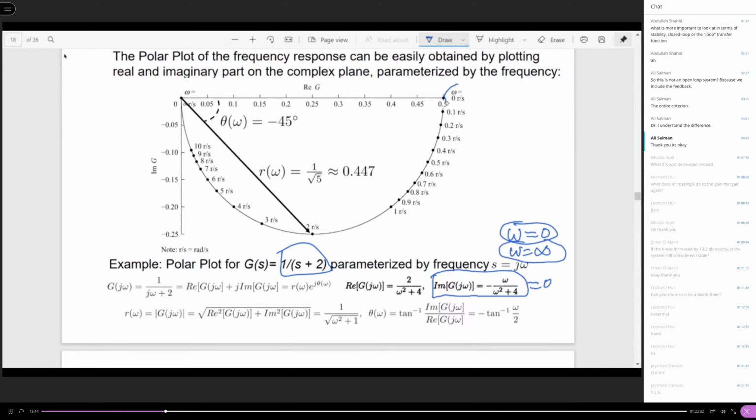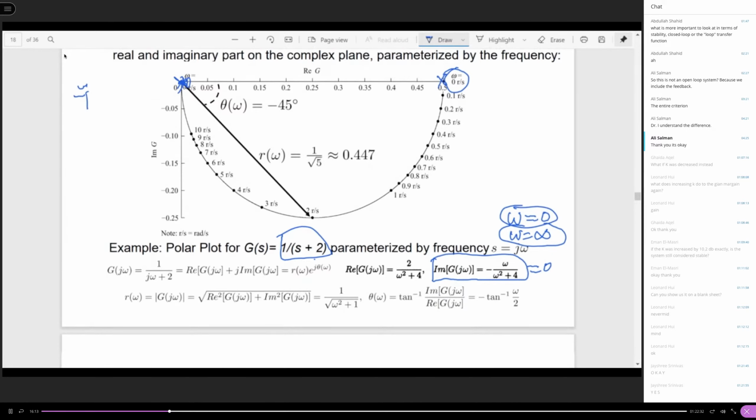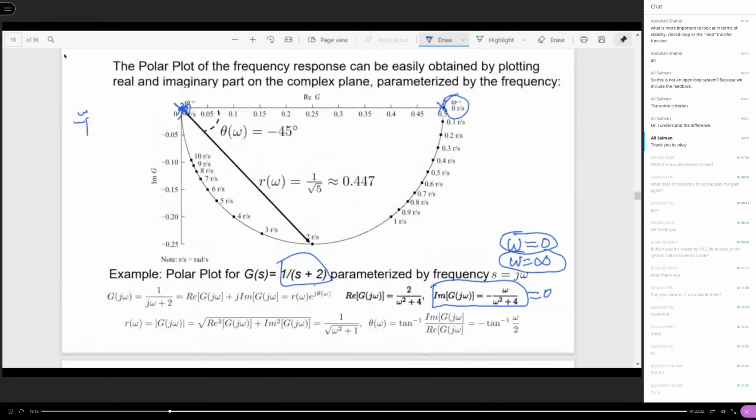Why is omega equal to 0? It's here. The first crossover is here, and the second one is at infinity. Actually, this system has an infinite gain margin, because the closest crossing point is at the origin, and the minus 1 is here. This is the 0. 20 log of 1 over 0 is infinity. So based on the gain margin definition, this system has an infinite gain margin.